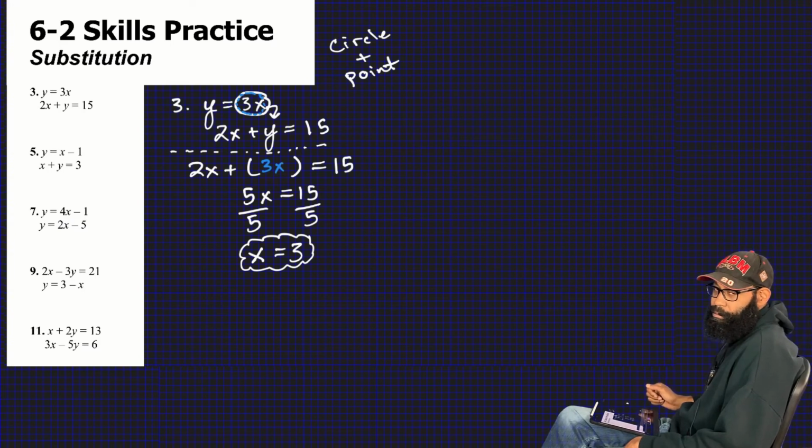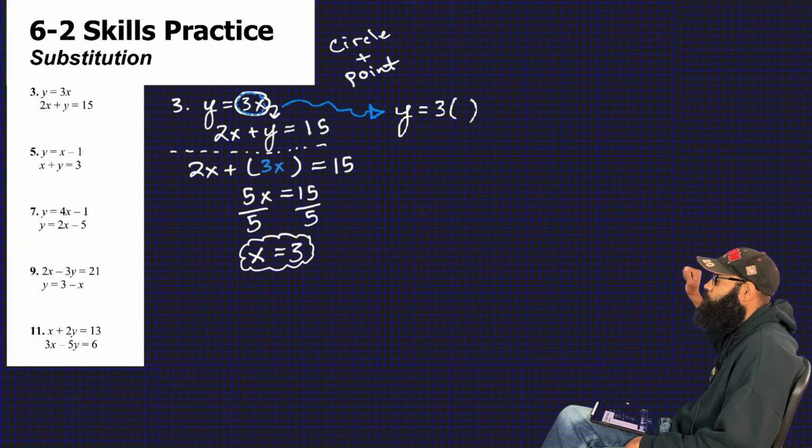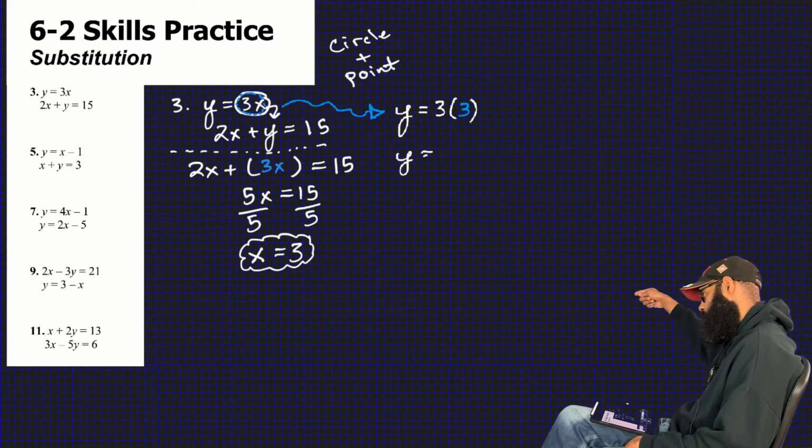You like that? It's going to get harder. Don't worry. Go back to your original. You see how I just draw a line to show this is the equation I'm working with now. I'm going to go ahead and state that y equals 3 times parentheses, because now I know the value for x. So again, 3. 3 times 3 is 9.